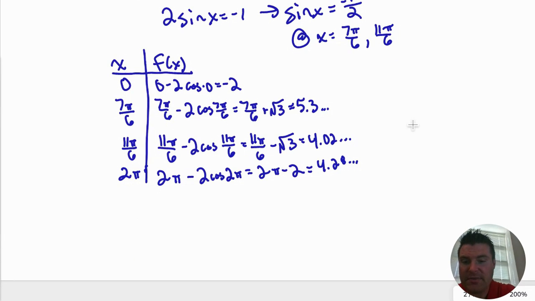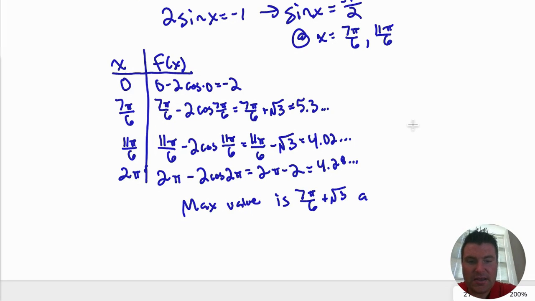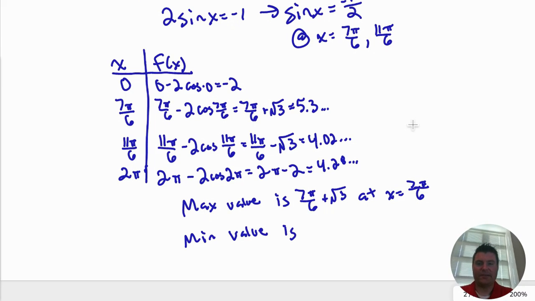We're going to get the max value. I'm going to give the exact value too, because I prefer that on questions like this. The max value is 7 pi over 6 plus root 3. That occurs at x equals 7 pi over 6. And then we're going to get the minimum value as well. The minimum value, the smallest value in my table, is going to be -2. And that occurs at x equals 0.